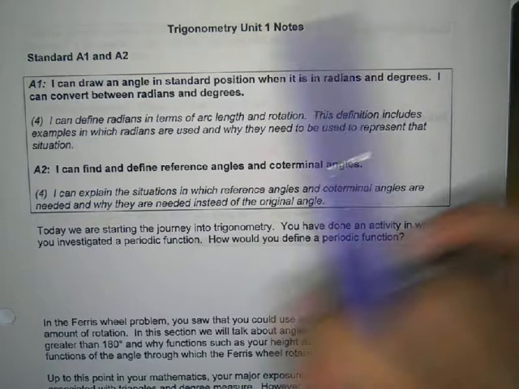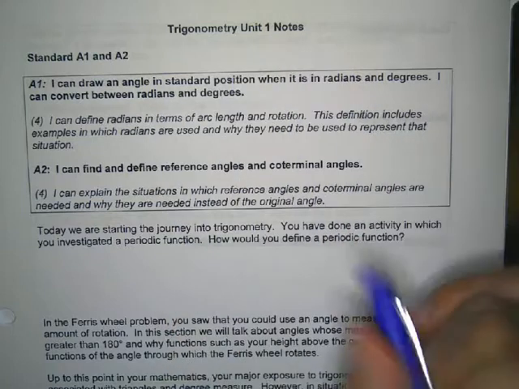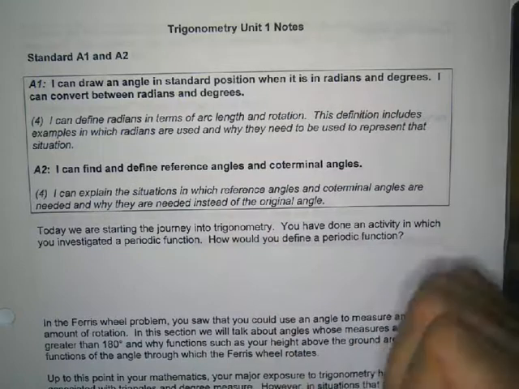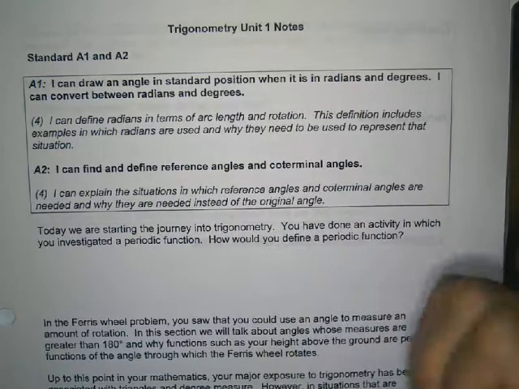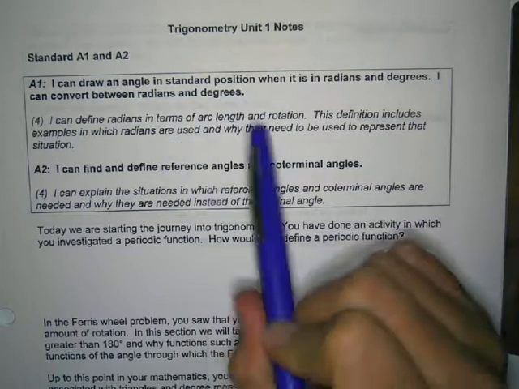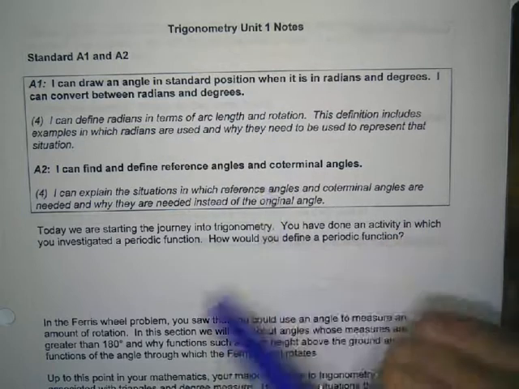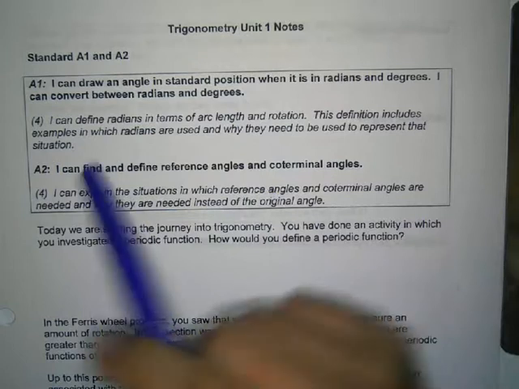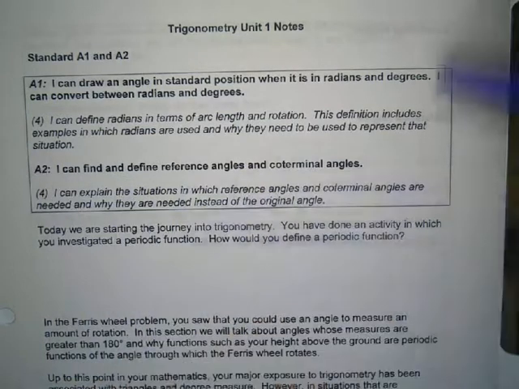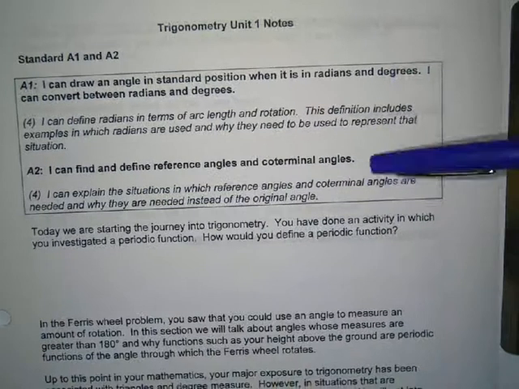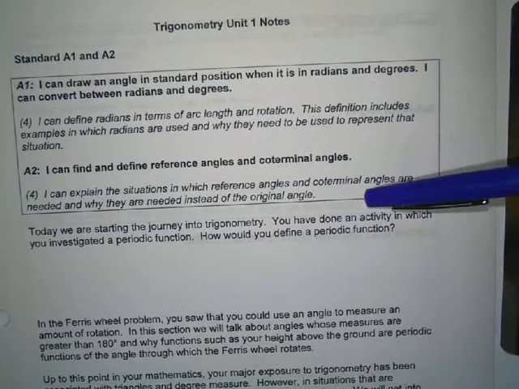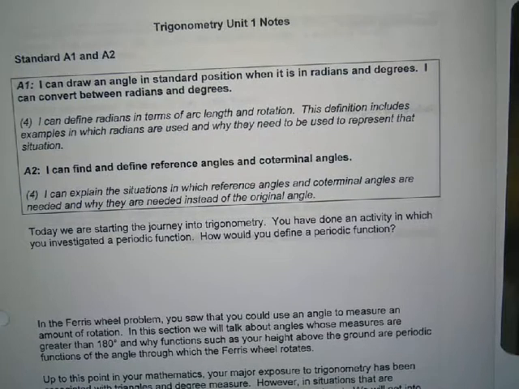I want to make sure everybody's on the same page. So for A1, I can draw an angle in standard position when it is in radians and degrees. I can convert between radians and degrees, and define radians in terms of arc length and rotation. And for A2, I can define reference angles and coterminal angles. What's in bold, if you can do that, then you're proficient. And if you can go a step further and do what's labeled as a 4, then you're over and beyond and you would get a 4.